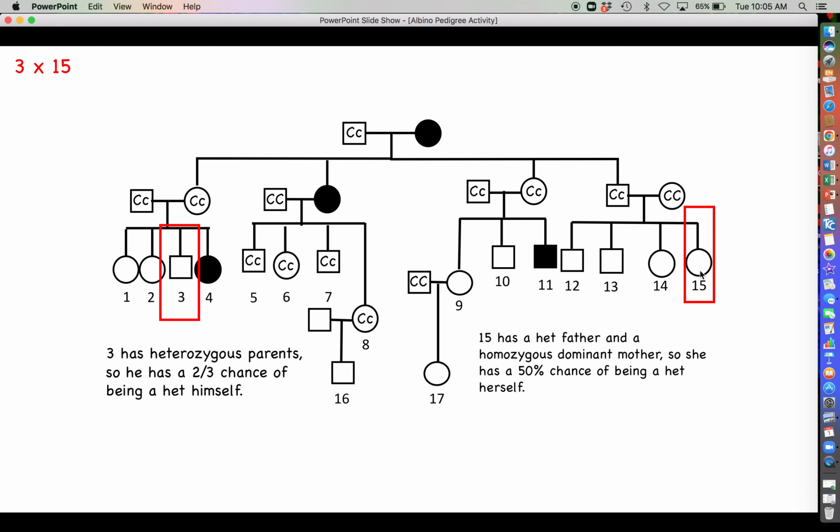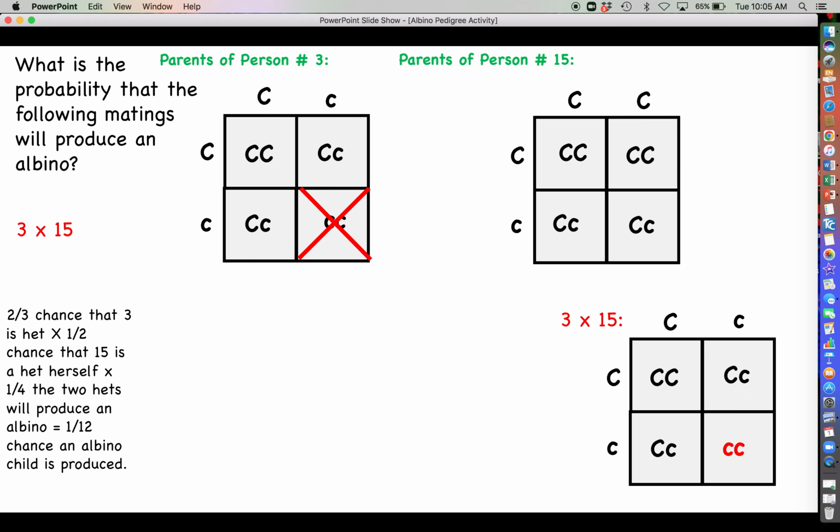Now for 15, we can clearly see that 15 has a heterozygous father and a homozygous dominant mother. So there is a 50% chance of her being heterozygous herself. So this one's a lot easier. We see the 2 in 3 chance of person number 3 being heterozygous, the 1 in 2 chance of person 15 being heterozygous, and then the 1 in 4 chance of these two together making an albino child. So we get another 1 in 12 possibility.